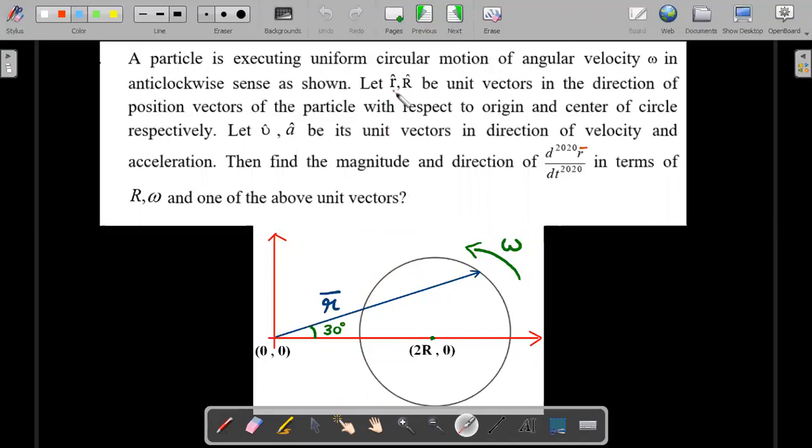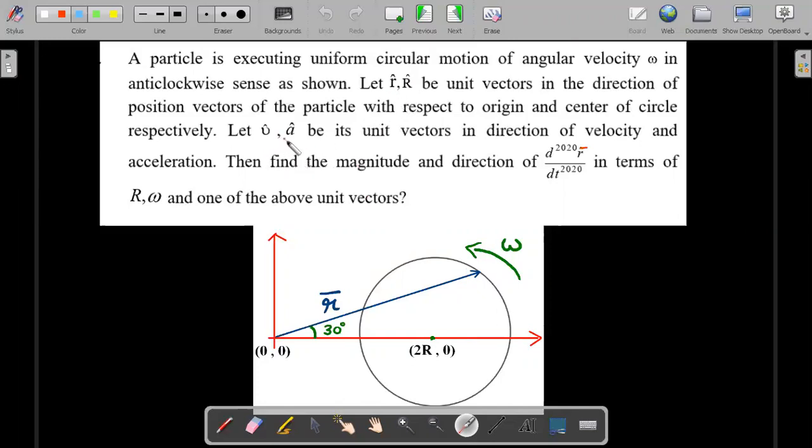r cap is the unit vector in the direction of the position vector. The position vector of this particle as it moves on the circle is measured from the origin, as we all know. Whereas capital R cap is the unit vector of the position vector with respect to the center of the circle. If you were to draw a position vector not from the origin but from the center of the circle, that is designated as capital R bar, and its unit vector is designated as capital R cap. I hope you note the difference between the two.